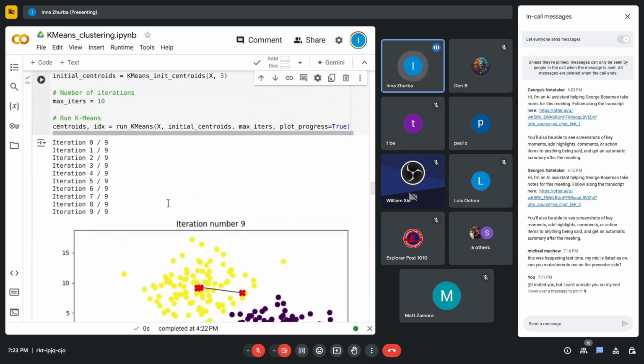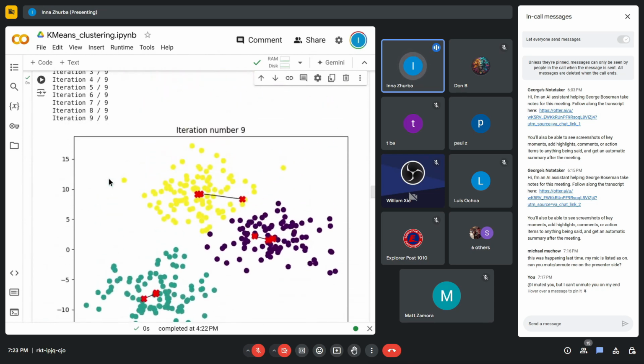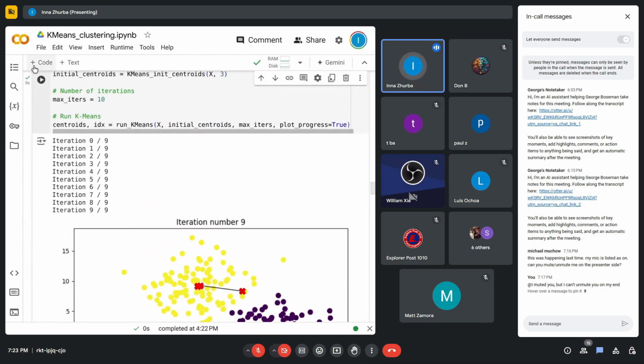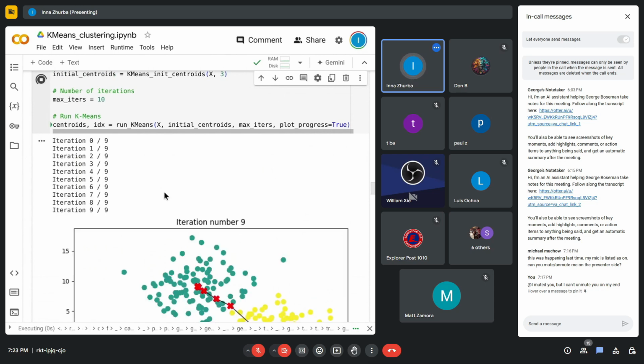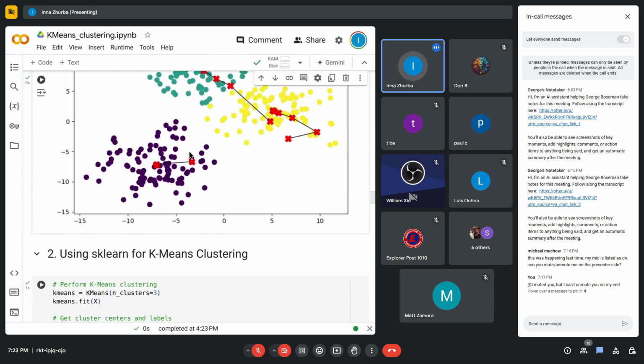And yeah, that's how it looks. This example goes with the random init, and every time we run it, we will see different initial centroids there, but they still converge and form our clusters.